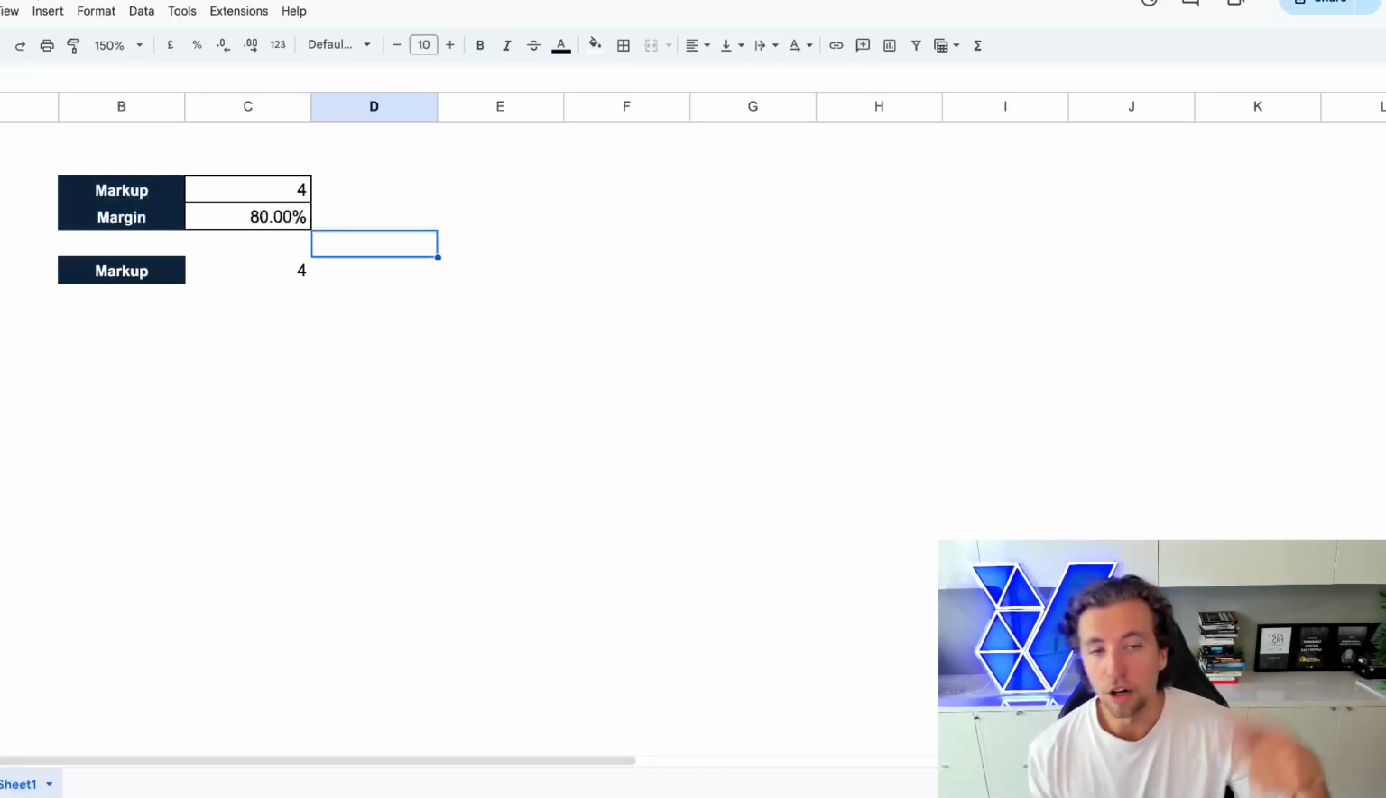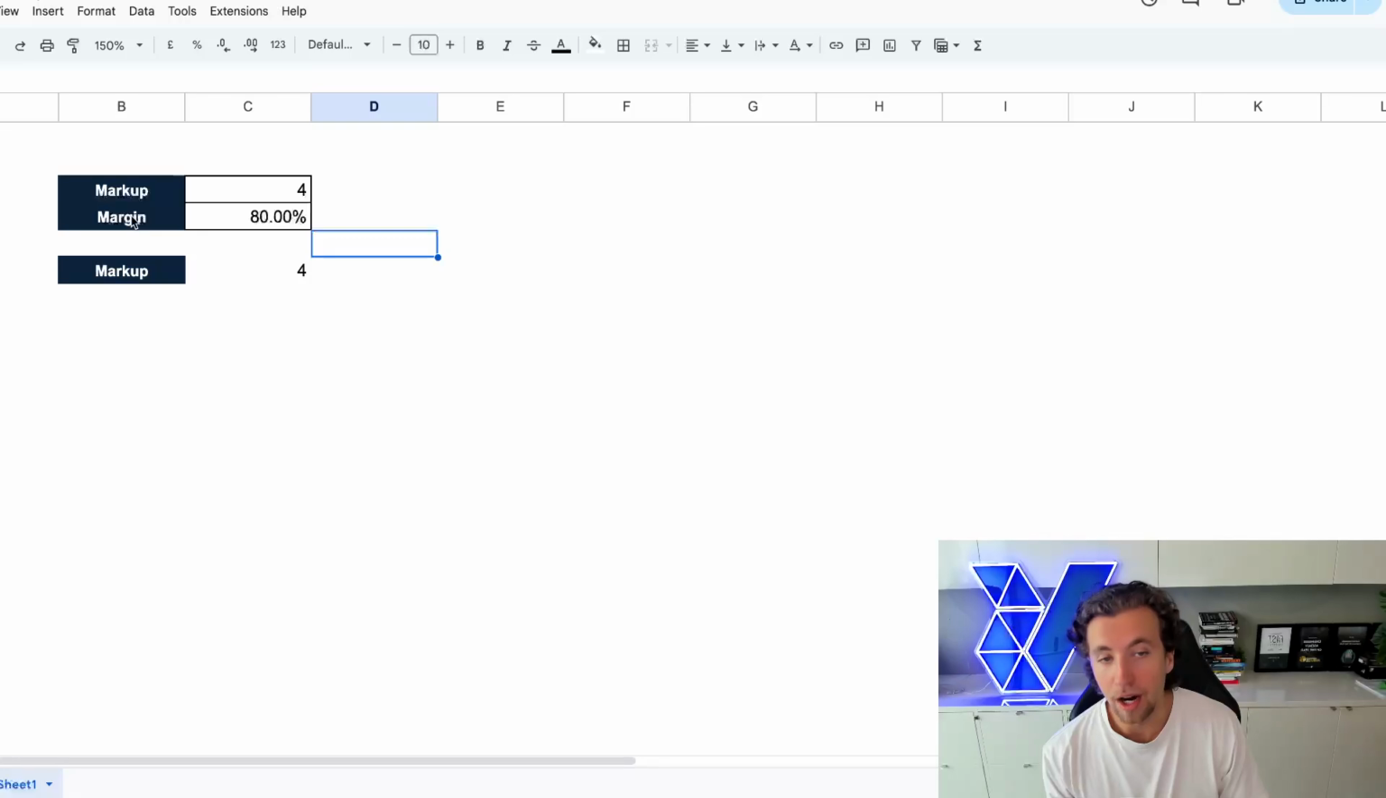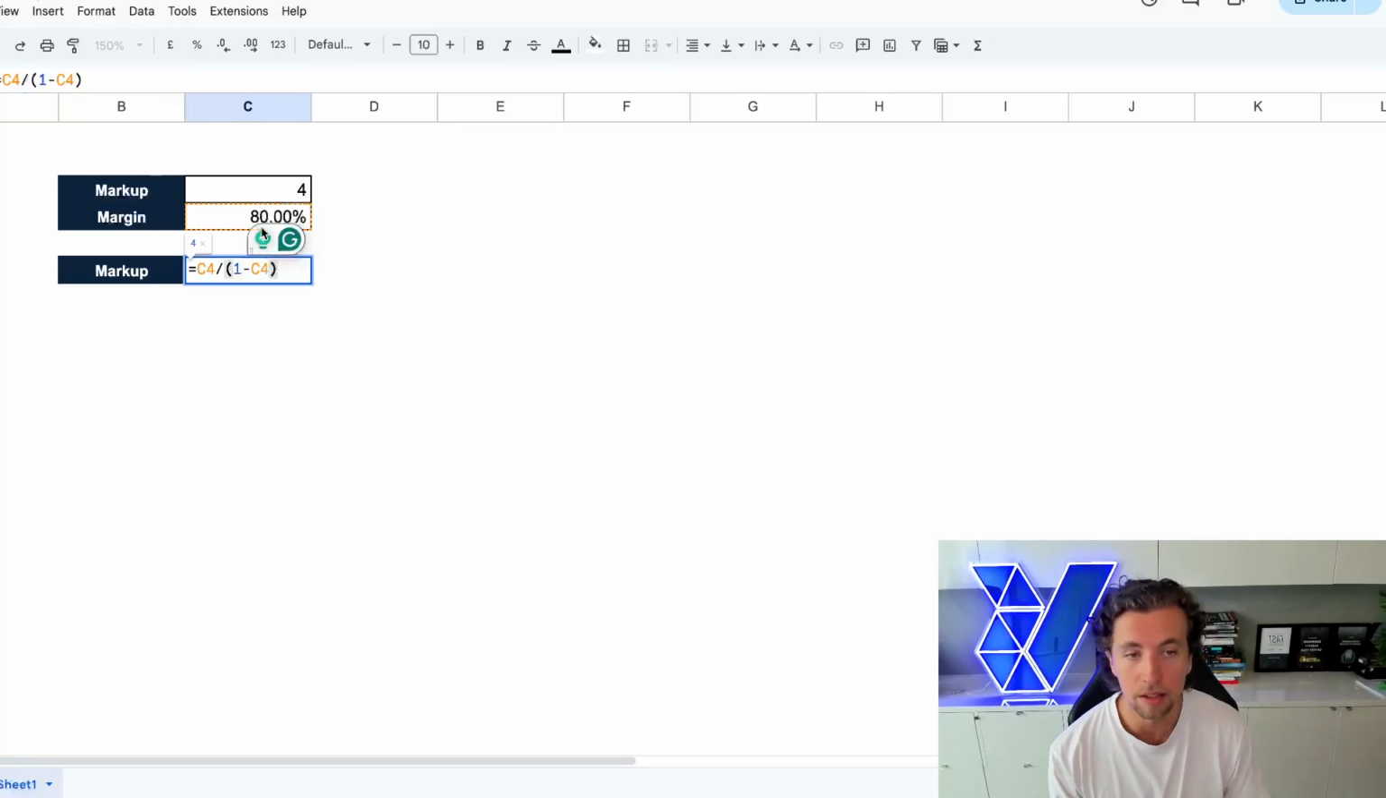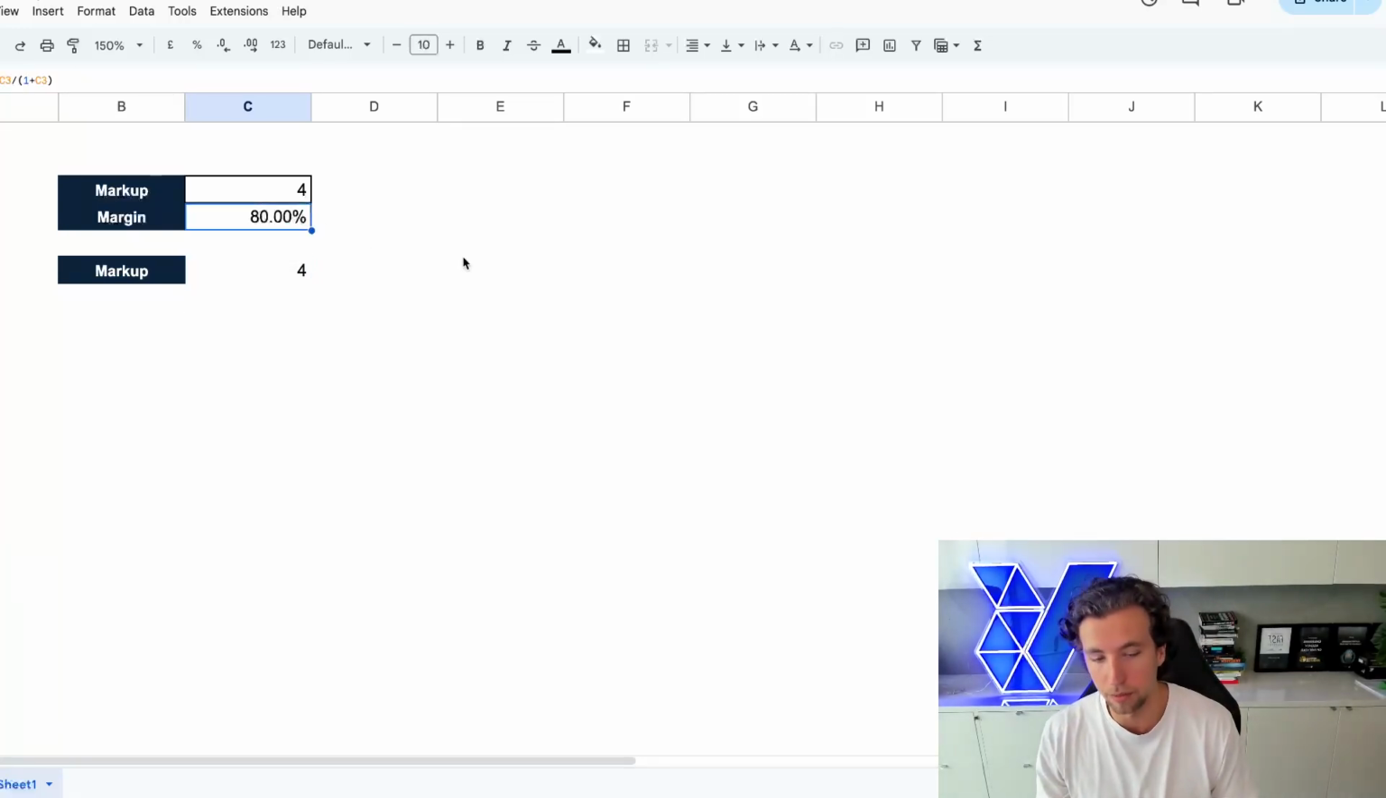And then to go back in the opposite direction, so if you're provided with margin and you want to go to markup, you use the exact same formula, but you switch this plus out for a minus. And so down here, you can see I've just done that. And so we're doing margin divided by 1 minus margin rather than plus. And this will take you into markup. And so we can go and change this, and this will show you what the markup is in conjunction.